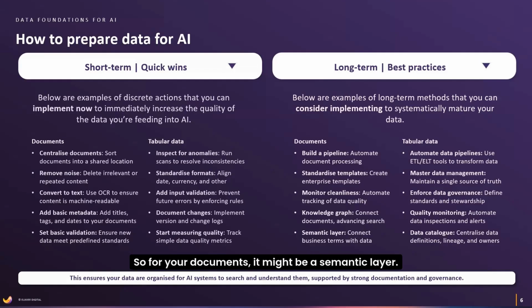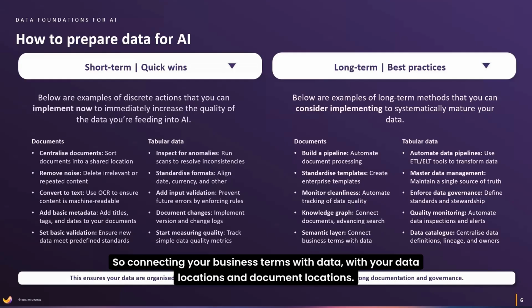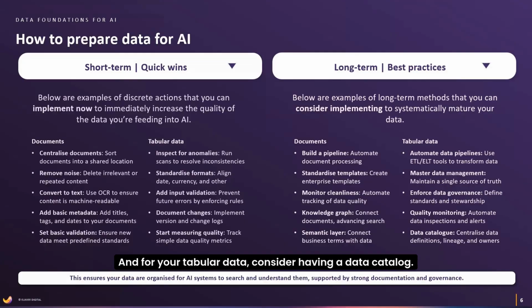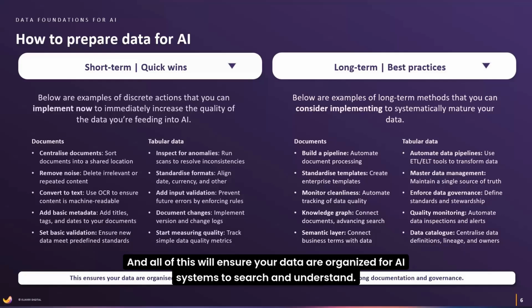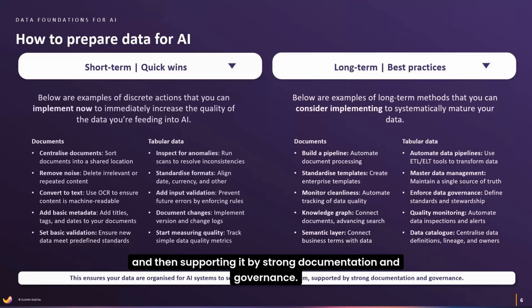One more thing that is quite important is adding documentation. So for your documents, it might be a semantic layer, so connecting your business terms with your data locations and document locations. And for your tabular data, consider having a data catalog, so centralizing your data definitions, lineage, owners, and how your data is basically documented. And all of this will ensure your data are organized for AI systems to search and understand, supported by strong documentation and governance.